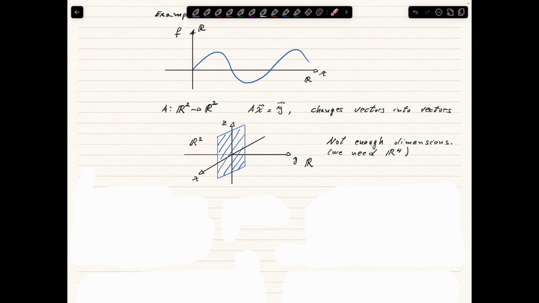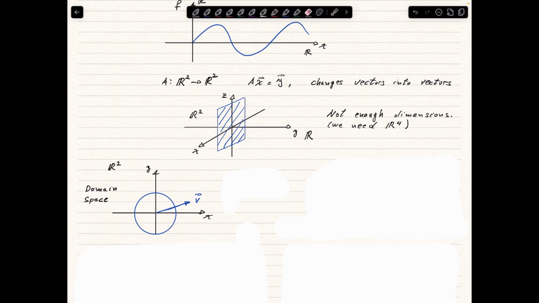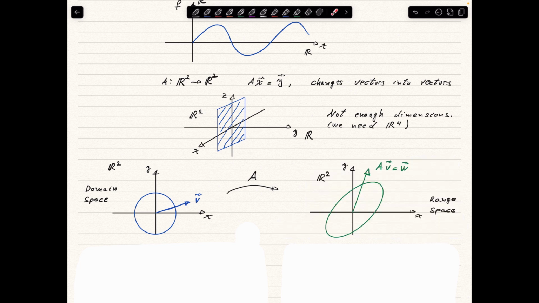And one thing we can do is keep the domain space and the range space separated. So we graph any vector on the domain in R2. This is the domain space. We pick any vector here, and then the matrix is going to change it into some other vector, also in R2, but in the range space. Now we are in the range space. For example, this vector is associated by a matrix A to that vector. And any vector on this circle is associated to a vector on that ellipse.